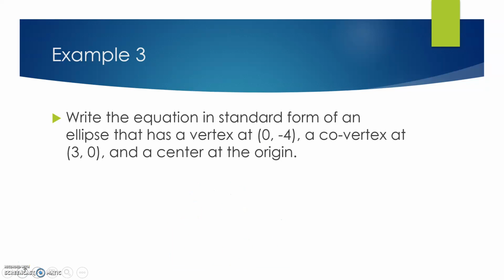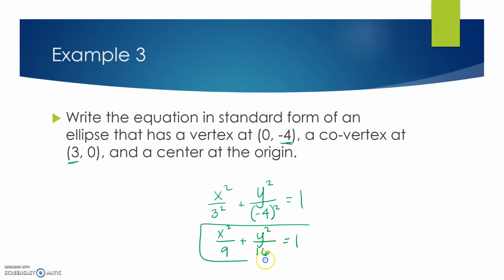So let's do one more. Vertex at (0, -4). So that's in the y coordinate. So I'm going to have y squared over negative 4 squared. X coordinate of positive 3. So I'm going to have 3 squared. And I've got x squared over 9 plus y squared over 16 equals 1. And that's it.